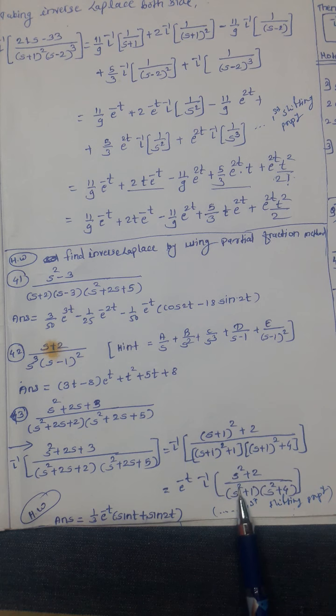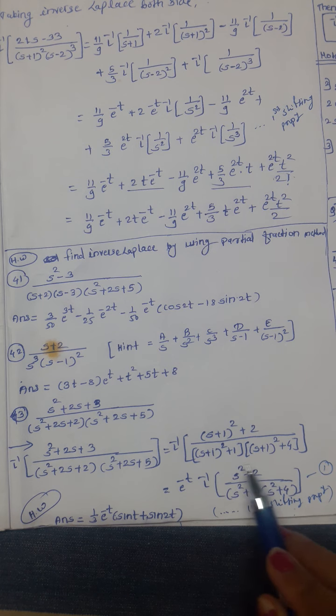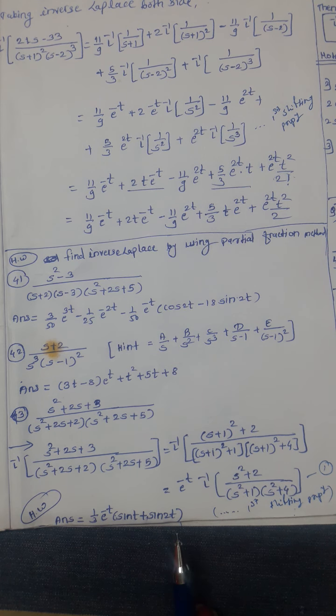Now e raised to this, you can call this equation number 1. Now we have to find the inverse Laplace transform of this fraction using the partial fraction method. This is quadratic, this is quadratic: as plus b upon the first factor, plus cs plus d upon the second factor, s square plus 4. Simplify or solve this and you get this answer: 1 by 3 e raised to minus t into sin t plus sin 2t.